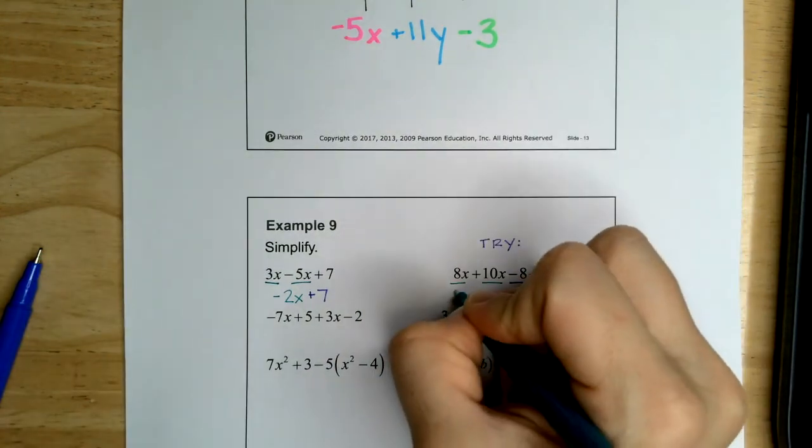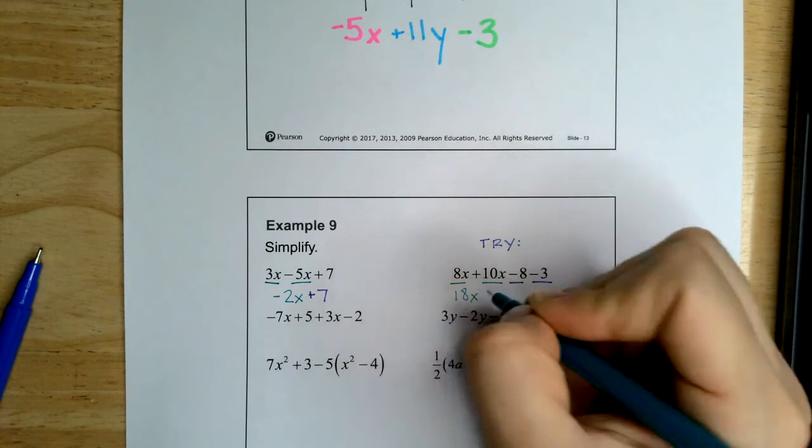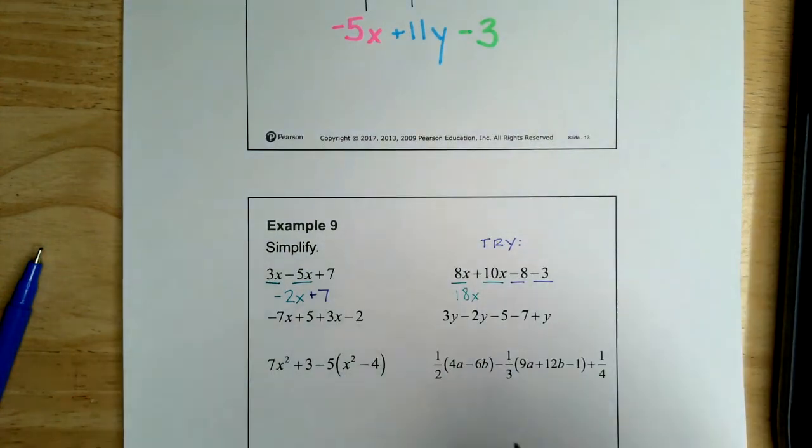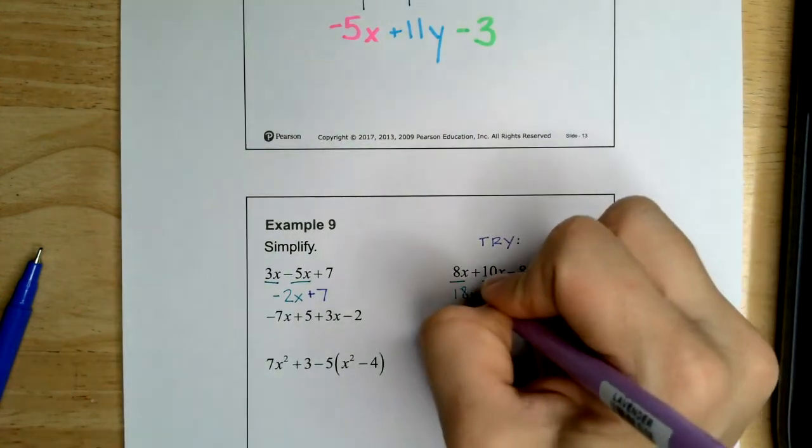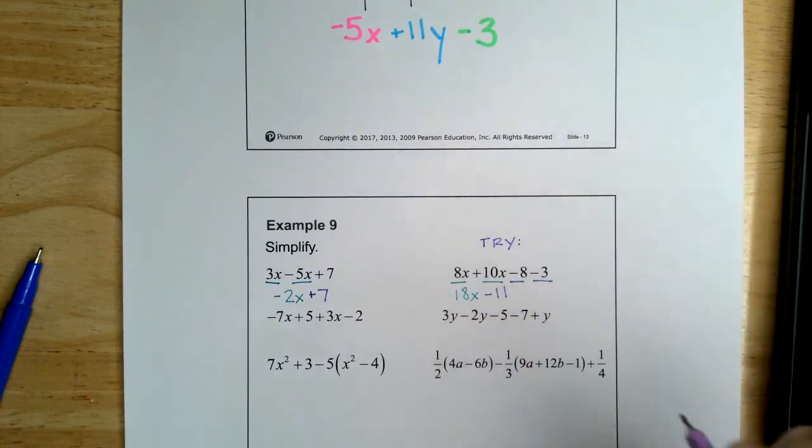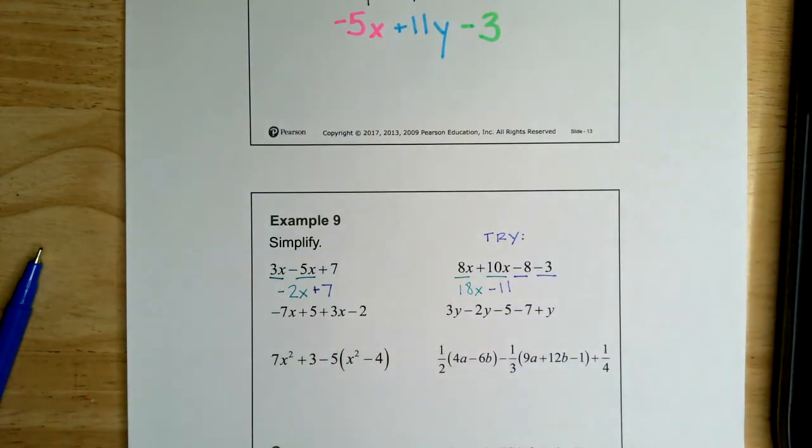8x plus 10x is 18x. Negative 8 minus 3 is a negative 11. So I got 18x minus 11 here.